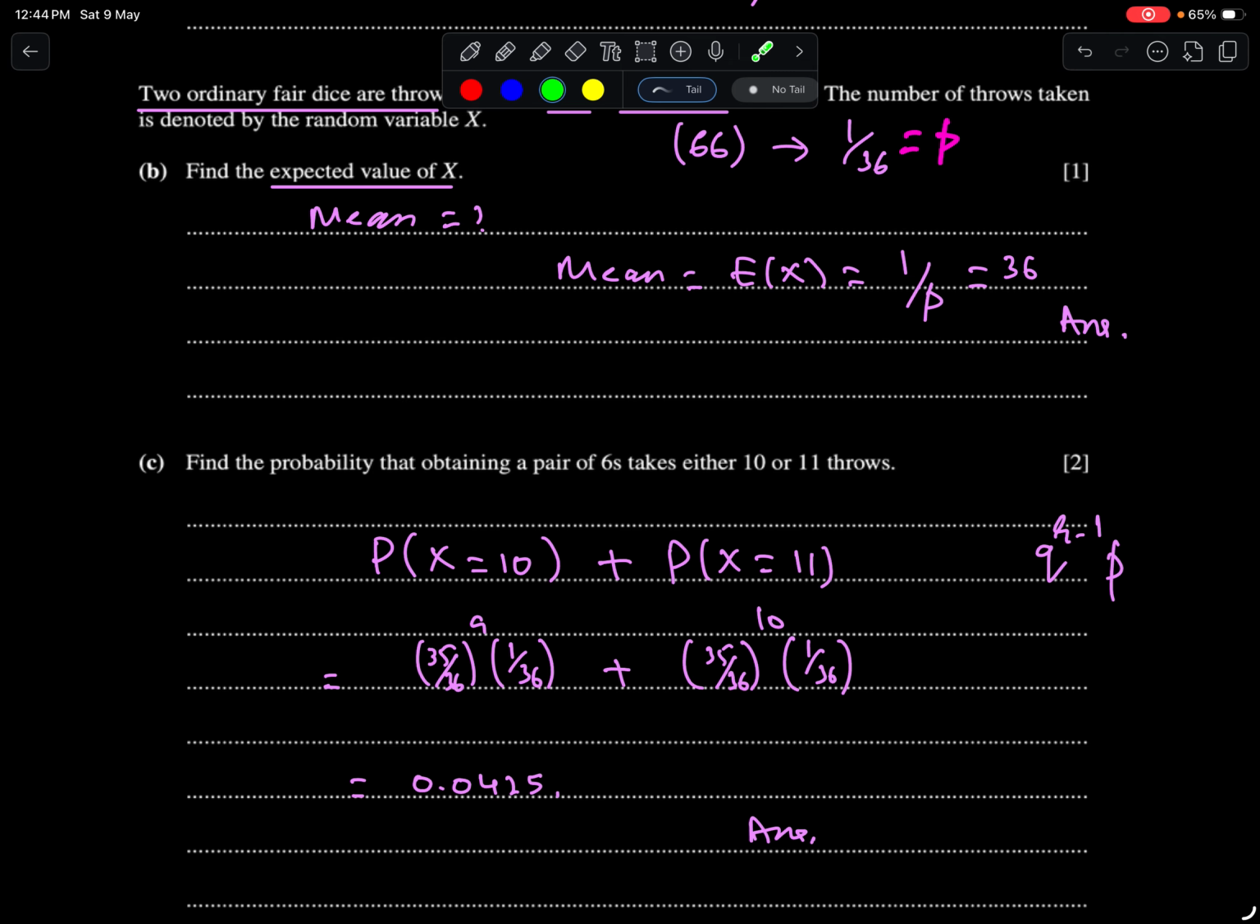Find the probability that obtaining a pair of 6 takes either 10 or 11 throws. No problem. 10 throws, so that means q power 9 times p. This is q power 10 times p on 11 throws. Here is the formula of geometric distribution.